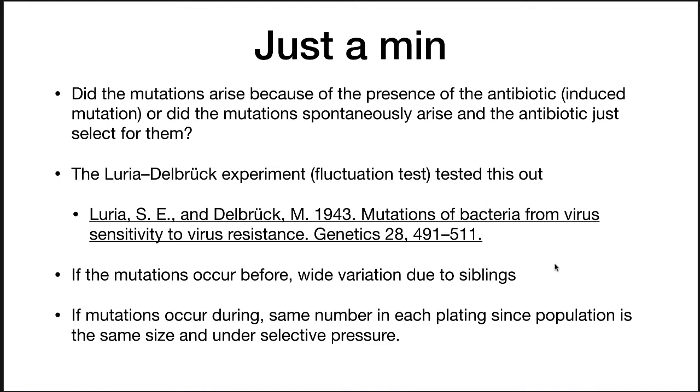In this experiment, they look at resistance of E. coli to phage P1. Normally, if you plate out 10^8 E. coli on a plate that has been exposed to phage P1, most of them will die, but some of them will still grow up and be fine. If the mutation occurs before, you would expect a wide variation due to siblings that came up during growth, and I'll explain that more in a second. If mutations occur during the plating, when they're on the plate under the selective pressure of P1, you would expect the same number. So let's dig into that a little bit more so you understand.